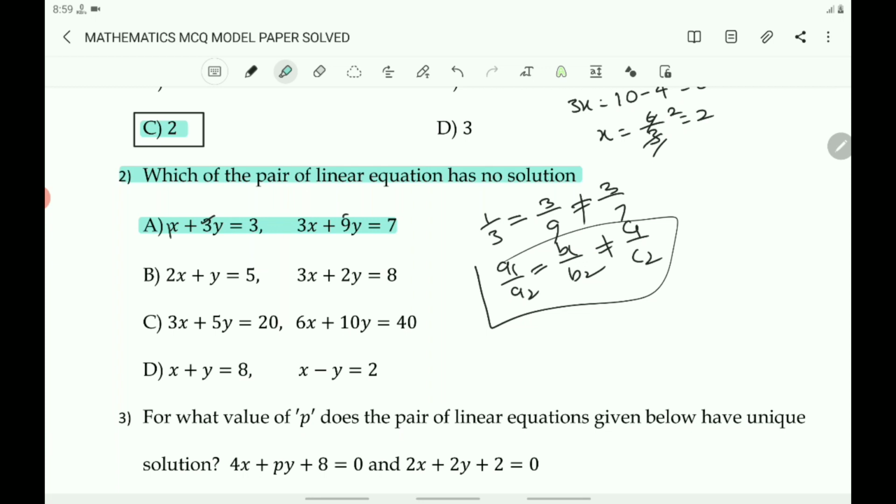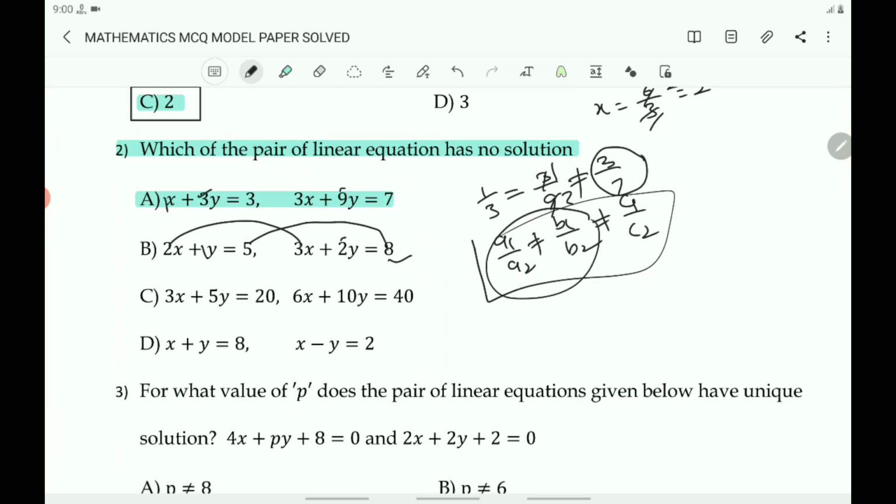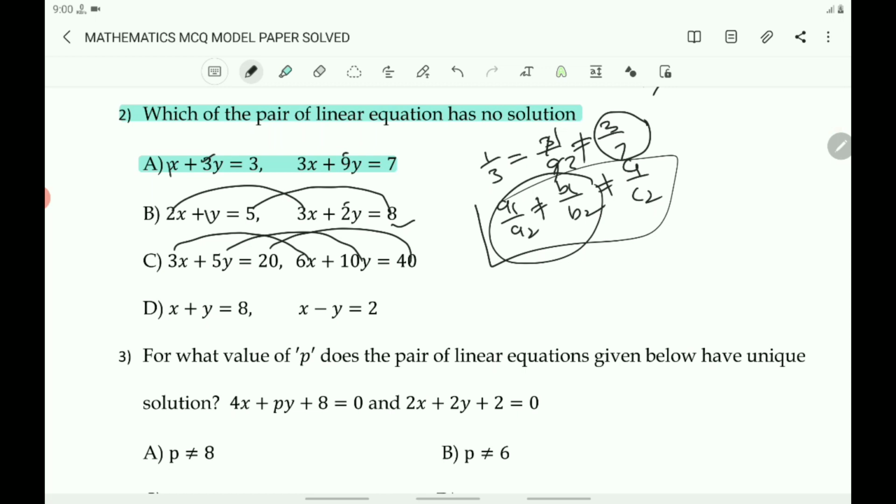Option A is the answer, as there is 1 by 3, because here you know that 3 by 9 is also 1 by 3. So you got a1 by a2 equals b1 by b2, but this is not equal to c1 by c2, 3 by 7. And if you observe here, 2 by 3, which is not equal to 1 by 2, which is not equal to 5 by 8, this has a unique solution, because a1 by a2 is not equal to b1 by b2. Then third, 3 by 6 is 1 by 2, 5 by 10 is 1 by 2, 25 by 40 is 1 by 2. So a1 by a2 equals b1 by b2 equals c1 by c2, which have infinitely many solutions.